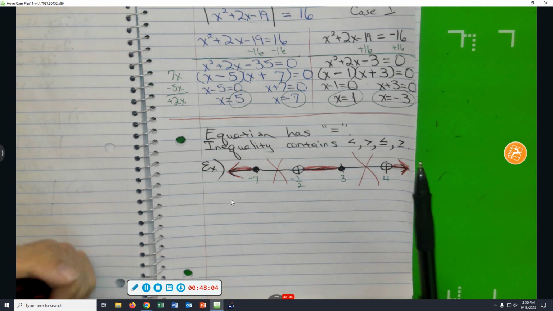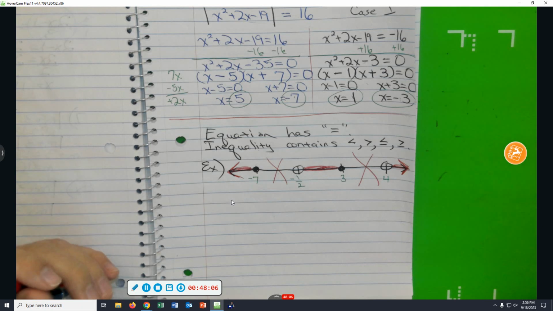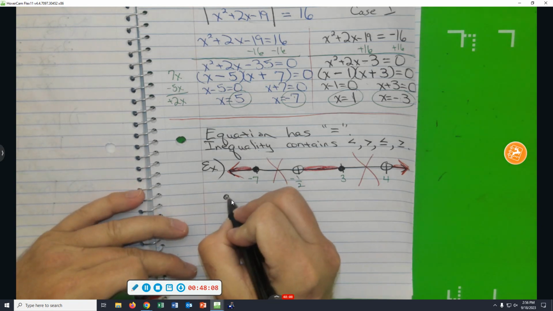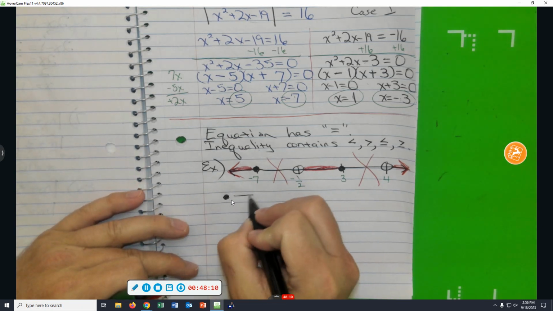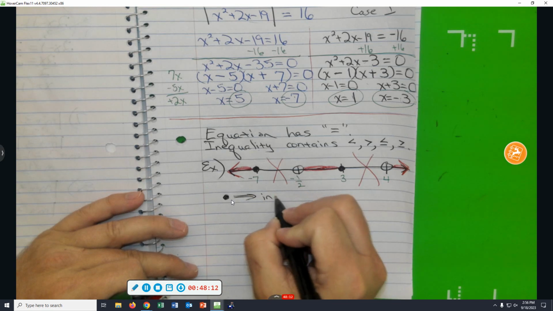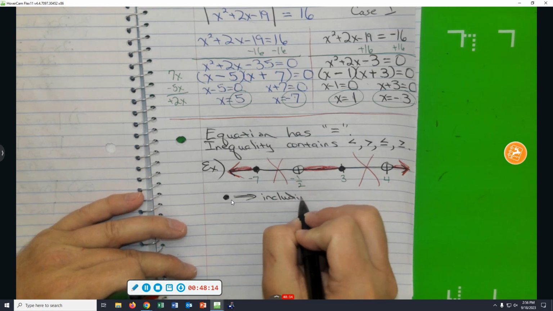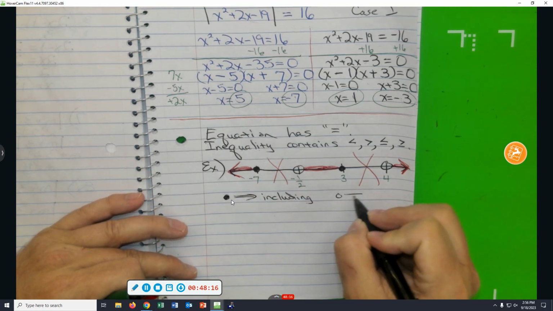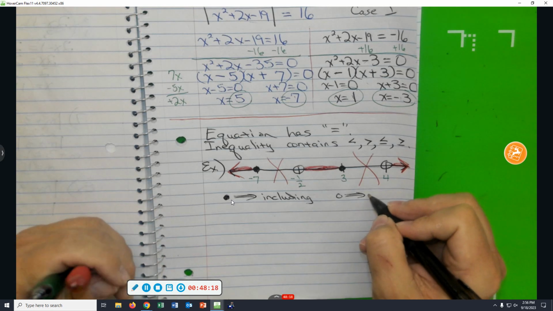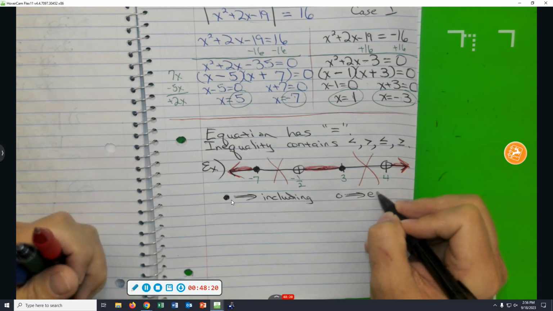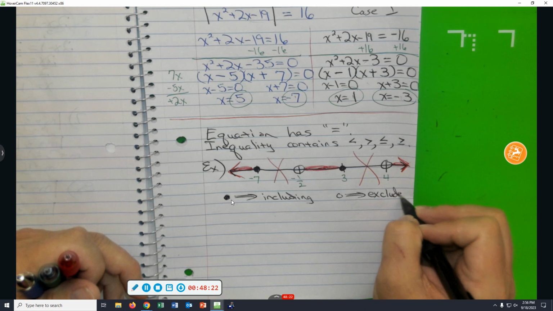Why don't we make a note of that? The closed circle means including. The open circle means not including. Closed means including the cut point. An open circle means the number is excluded. I'll say excluded.